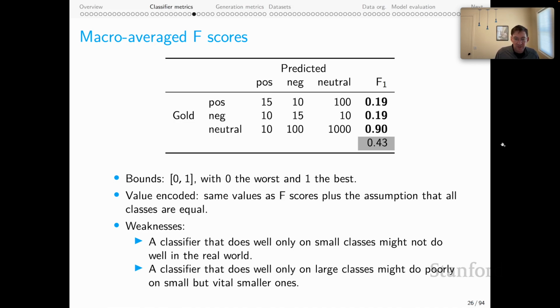A classifier that does well only on large classes might do poorly on small but vital smaller classes, right? So this is the case where you might really care about those small classes even more than you care about the large one, and that's not reflected in the macro average because it simply takes them all as equal weight.